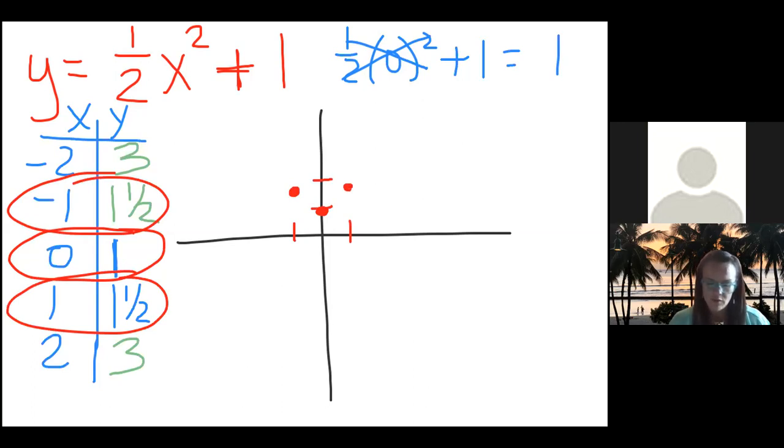Okay, now we're going to go over 2 and up 3. So that'll be right about there. And over to the left, 2 and up 3, and that will be right about there. Okay, so there's our parabola.